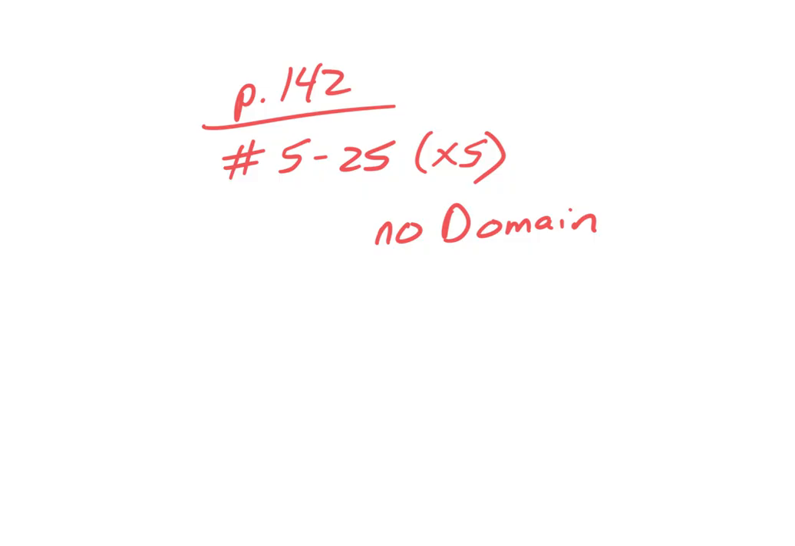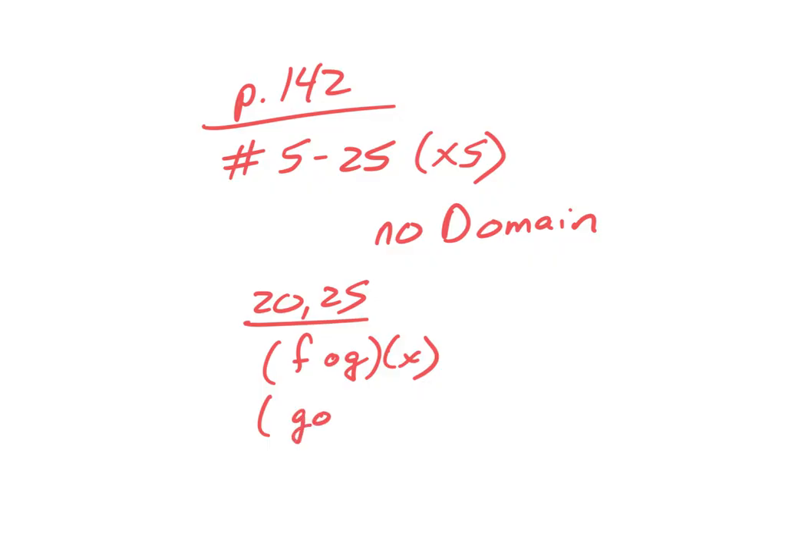So 5, 10, and 15 are pretty straightforward, and then 20 and 25. You're just going to do F follows G of X, and G follows F of X. It says to find the domain, but you don't need to find the domain. Okay, so just do both of those.